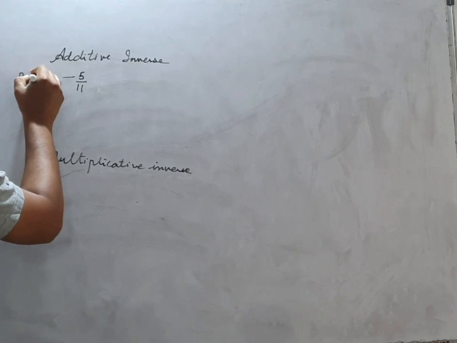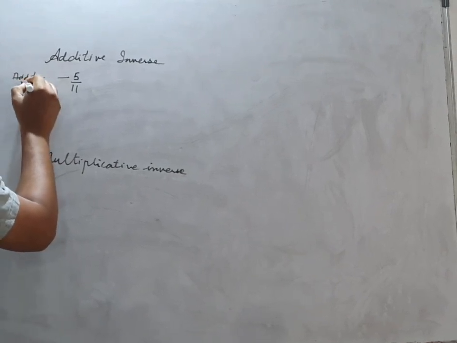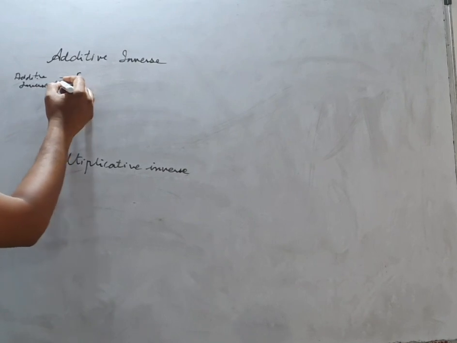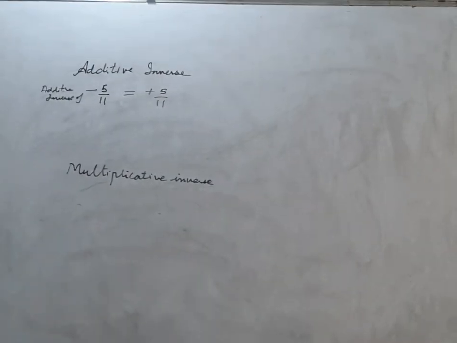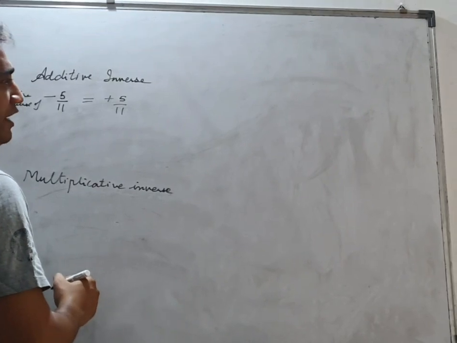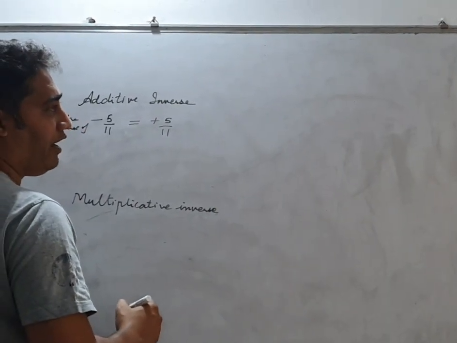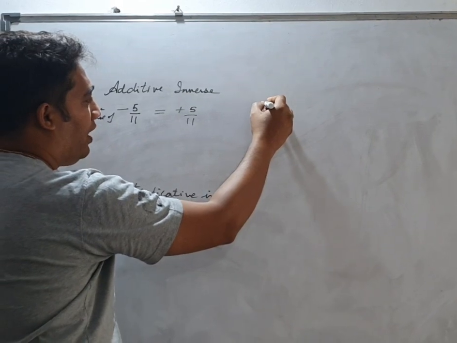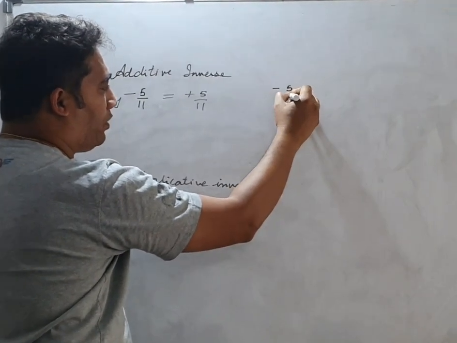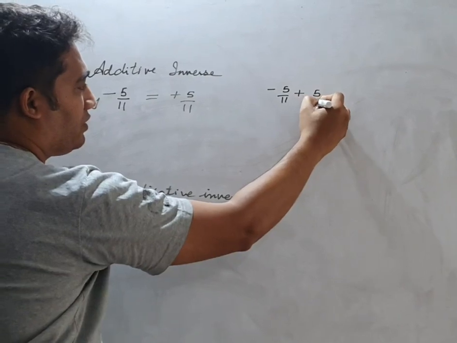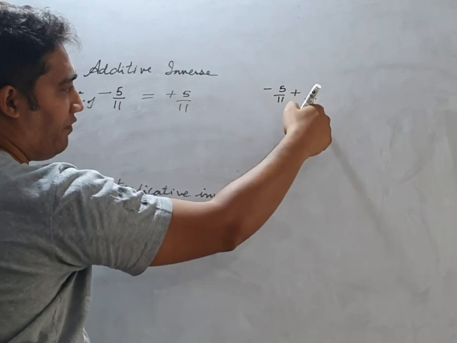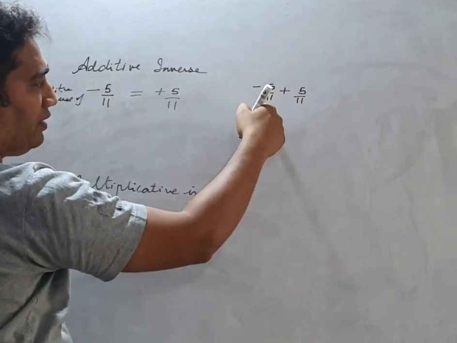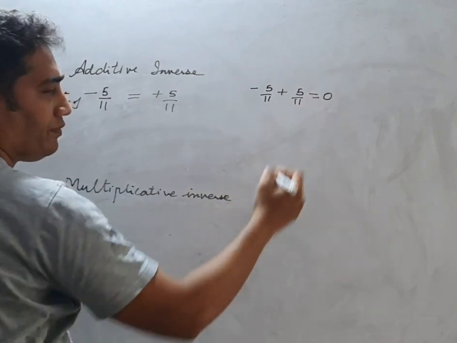So what it says is, if I have a number negative 5 upon 11, so the additive inverse of negative 5 upon 11 becomes positive 5 upon 11. Please remember this. And you will be asked, what is the sum of the additive inverse of 5 upon 11 and 5 upon 11? The additive inverse of 5 upon 11 is negative 5 upon 11, and the sum of negative 5 upon 11 and 5 upon 11 will give me 0.